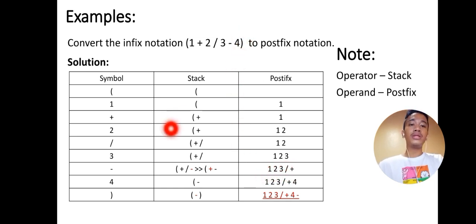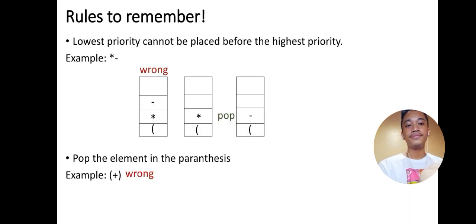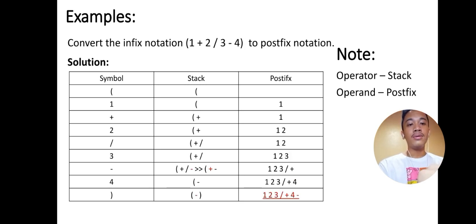And lastly, we have the close parenthesis. Close parenthesis is an operator. So we need to input it in the stack. As you observe, I highlighted it red because it is wrong. According to the rule, once again, pop the element in the parenthesis. Since open parenthesis, minus, close parenthesis is wrong, we need to pop the element inside it and transfer it to the postfix section. So our final answer is 1, 2, 3 divided by plus 4 minus. Therefore, the postfix notation is 1, 2, 3 divided by plus 4 minus.